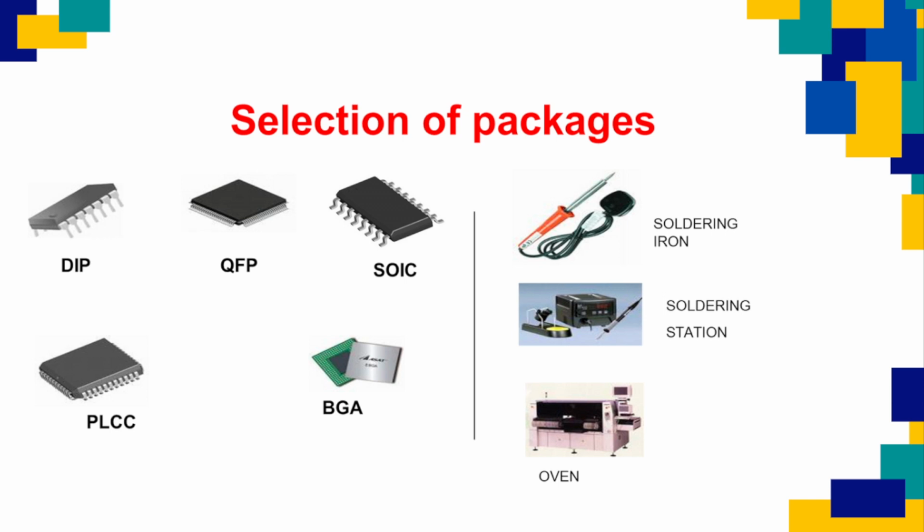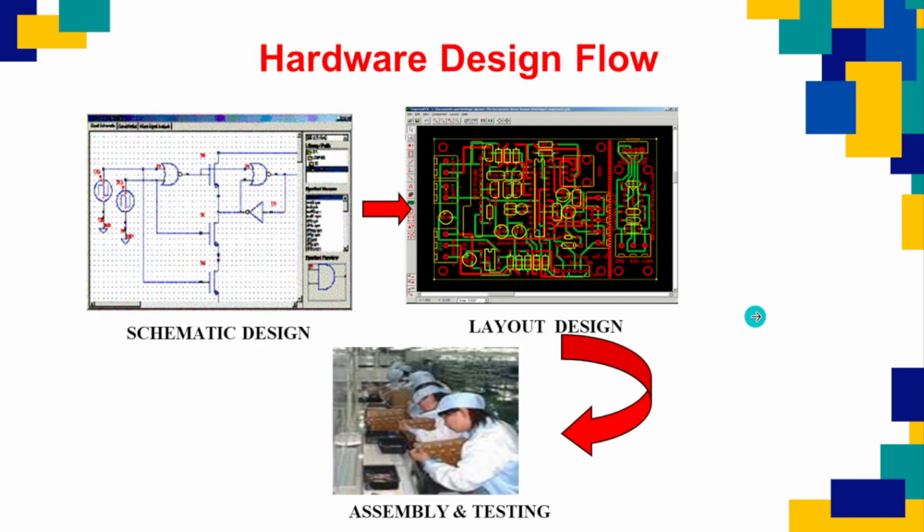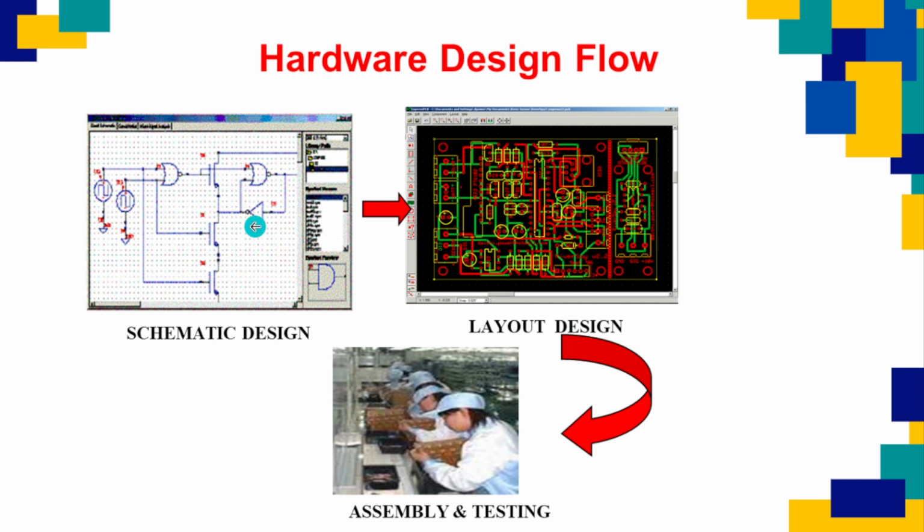Next we have to select the microcontroller. Next we have to create the schematic diagram also. These are the process selection criteria: we have to develop the tools, and consider number of input outputs, performance, cost, hardware tools, and power consumption. These are the design flow. First we have to create the schematic design for your target board, including the microcontroller, power supply circuitry, voltage regulators, decoupling capacitors, and other components.